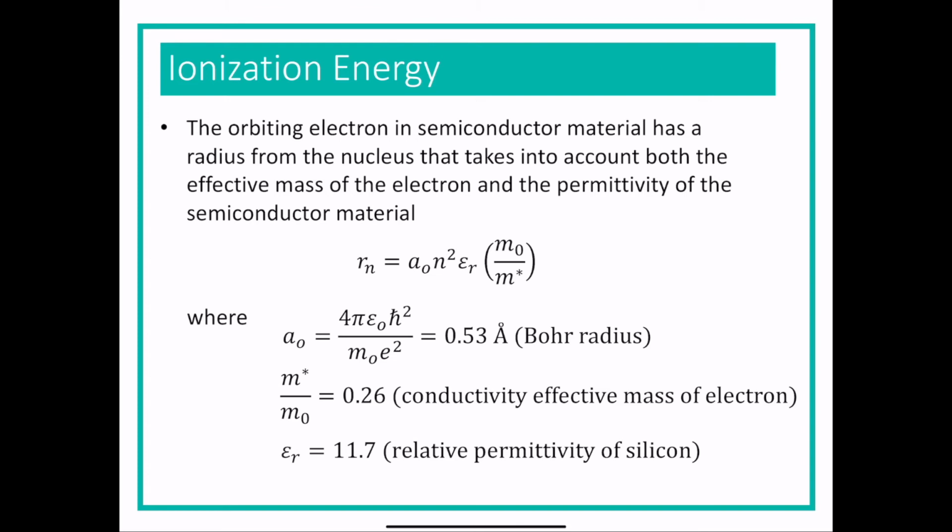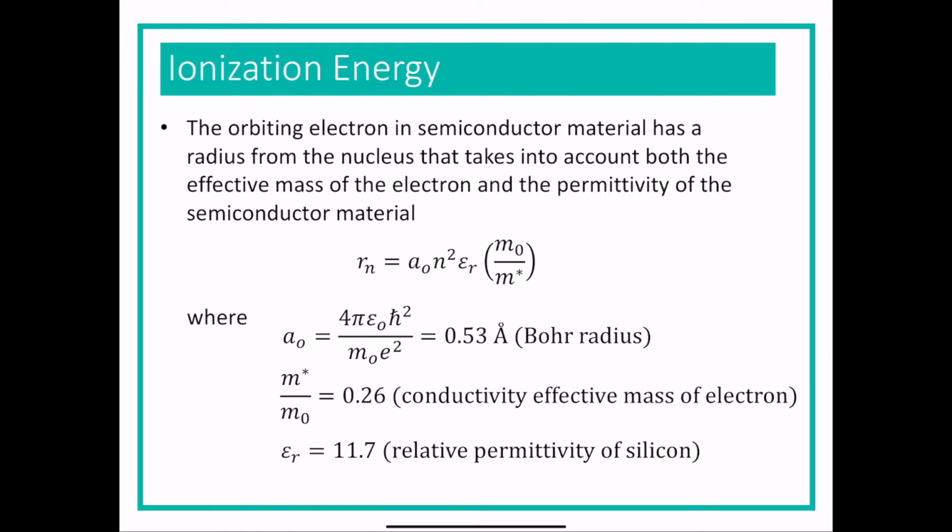And the n is just the quantum number, and then the m naught over m star is not the effective mass of an electron. It's actually the conductivity effective mass, which is different than the actual effective mass. So this is a different value. And it's one that I don't think I've ever asked a student to actually use. So you can just watch and learn.